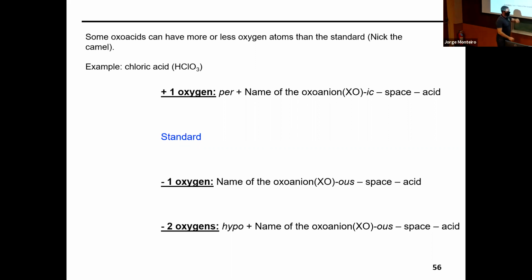So we always start with the standard. In this case, HClO3. And from there, we are going to, for example, add 1 oxygen to the structure. So when we add 1 oxygen to the structure, that becomes HClO4.